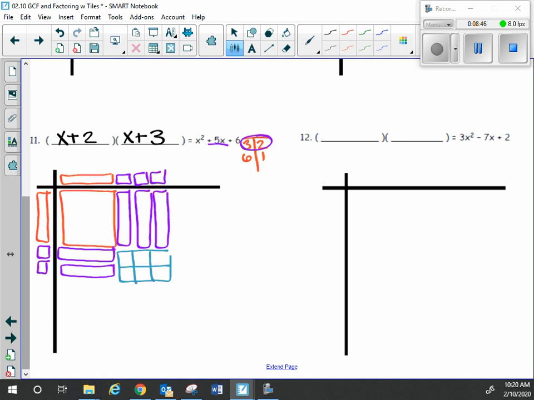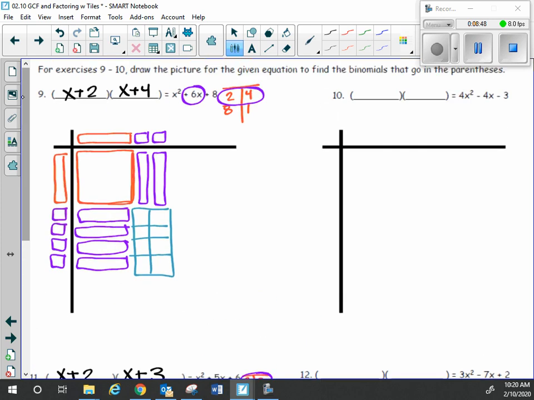Look at number 10. A little bit trickier. Why? There's 4x squared. Okay. So there's a few different ways that we can make 4x squared. Because how many ways can you make 4 with multiplication? 2 times 2 or 4 times 1. So I can either stack 4x squared or I can have 2 and 2.